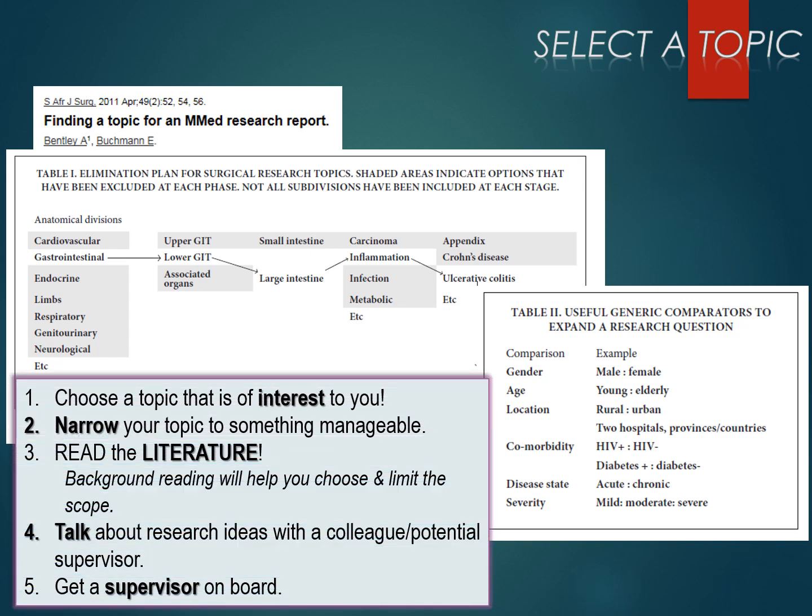Importantly, you need to choose a topic that is of genuine interest to you, that's narrow enough to be manageable, and then you need to read the literature. Background reading will no doubt help you choose and limit the scope of your project. Talk about your ideas with a colleague or your potential supervisor or collaborator. And if this is for degree purposes, be sure to get a supervisor on board.